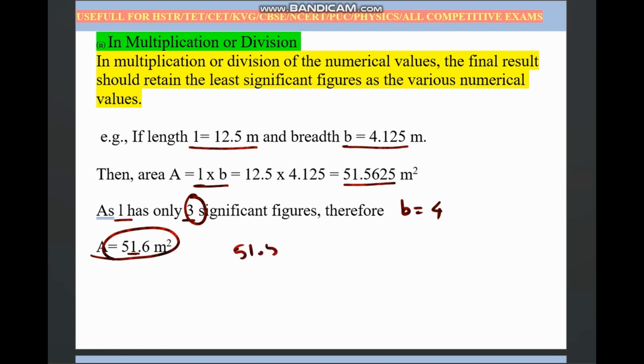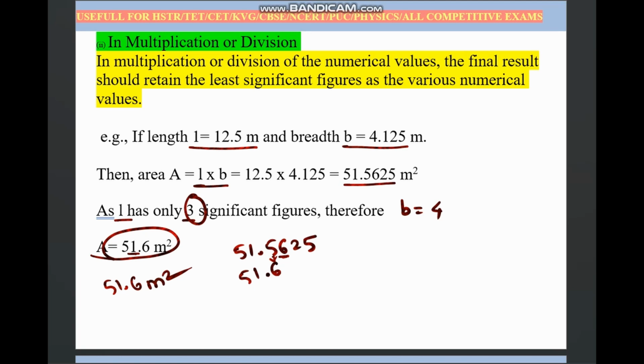Again, 51.5625 is rounded off to 51.6. Why is it like this? See here, we have to round off this number to three digits. So 6 is more than 5. Hence, the previous 5 is converted to the next higher number, that is 6. Hence, the answer is 51.6 meter square.